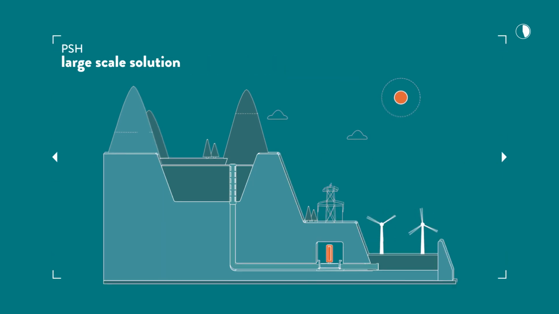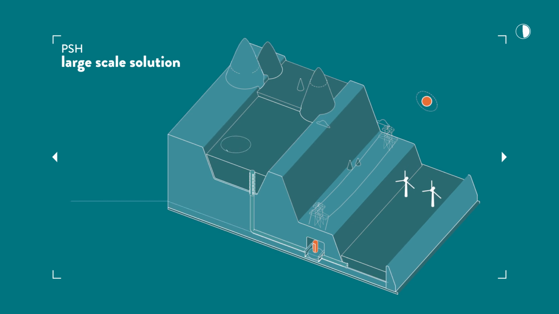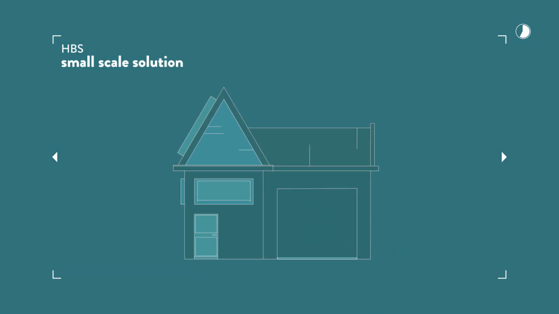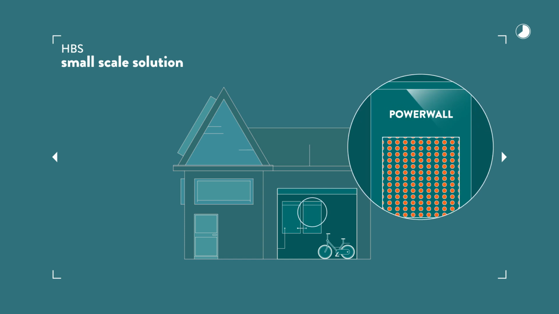Pumped storage hydroelectricity is a large-scale solution. However, natural elevation and a huge water supply are needed. An emerging and small-scale technology is a home battery system. For example, rechargeable lithium-ion batteries in a Tesla Powerwall.